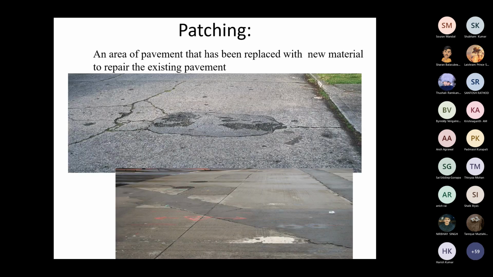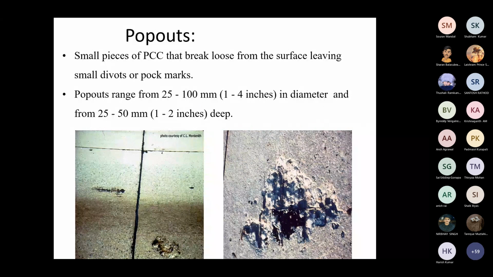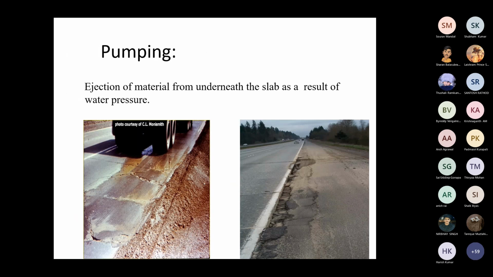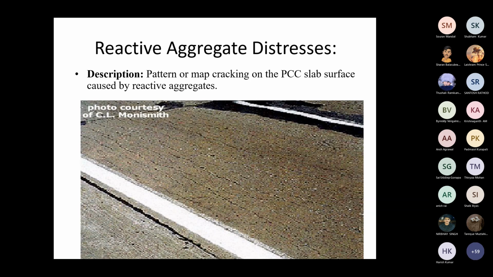Patching is an area of pavement that has been replaced with new material to repair an existing defect. Polished aggregate: areas of PCC where the portion of aggregate on the surface has very few rough or angular aggregate particles. Then pop-out: small pieces of concrete that break loose from the surface, leaving small divots or pock marks. Pumping is the ejection of material from underneath the slab as a result of water pressure. Then punch out: localized slab portions broken into several pieces.